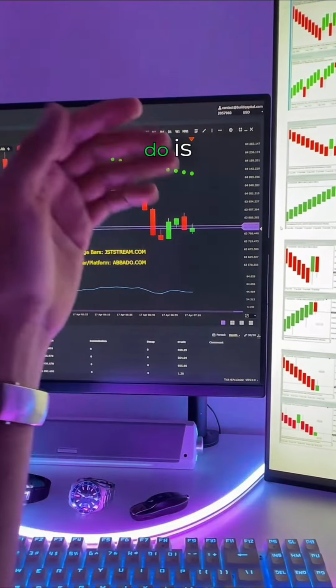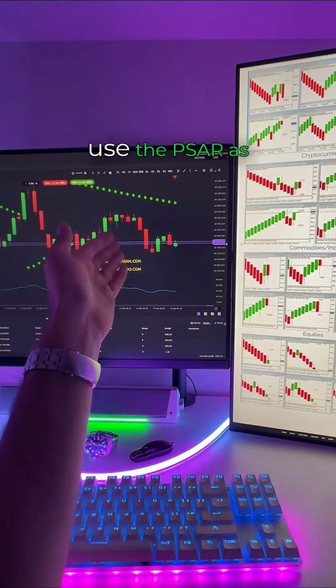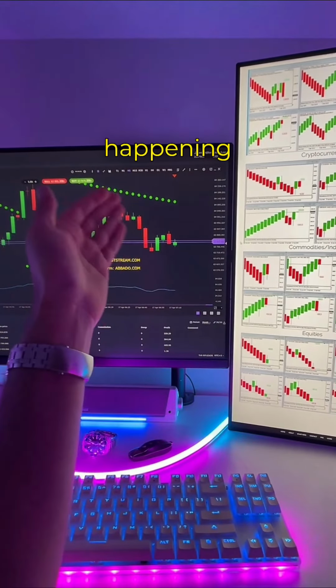So what I would do is, I would first of all look at the range bars, then use the PSAR as a confirmation, and then use the RSI to see what's really happening in the market.